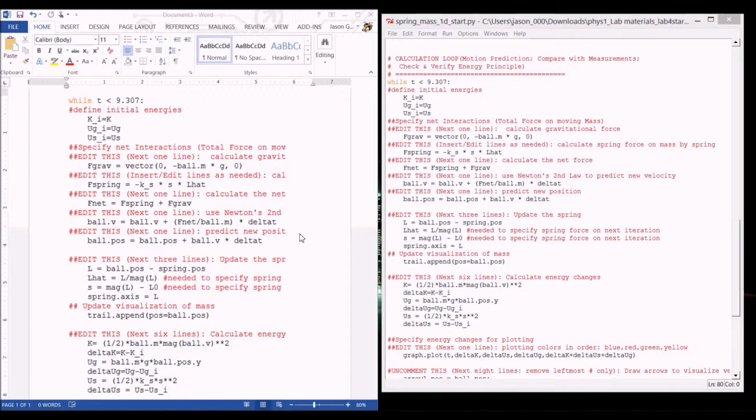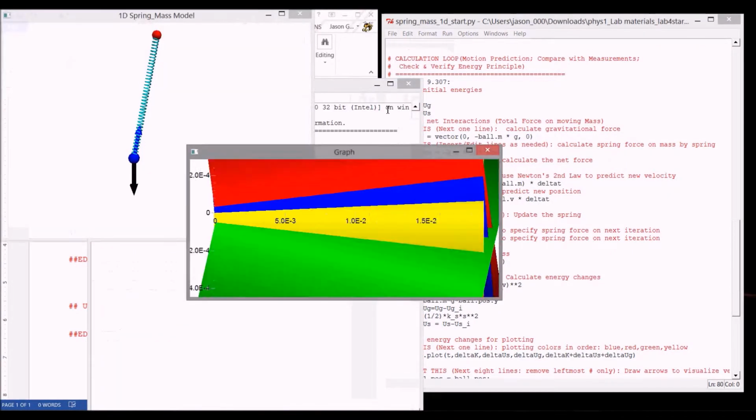Then, using the same equation from before, we update the stretch. Then again, using the same equations, we update the kinetic energy, the gravitational potential energy, and the spring potential energy. By subtracting the initial from the final, we can find the change in each of these energies as well. And then we can graph these quantities to observe them as the spring oscillates. Let's try running the program.